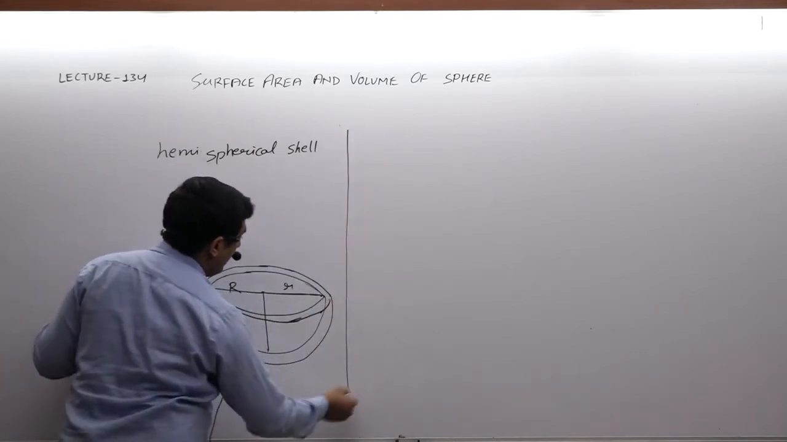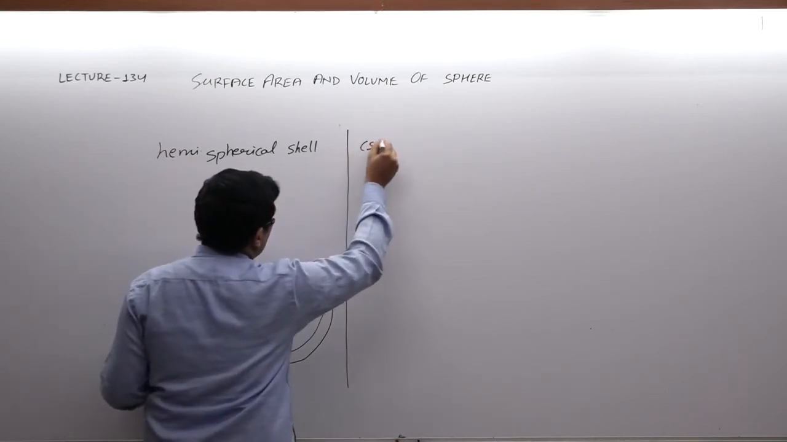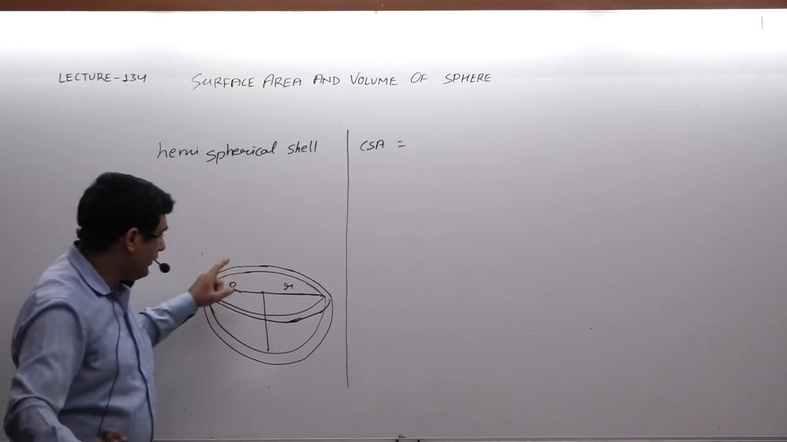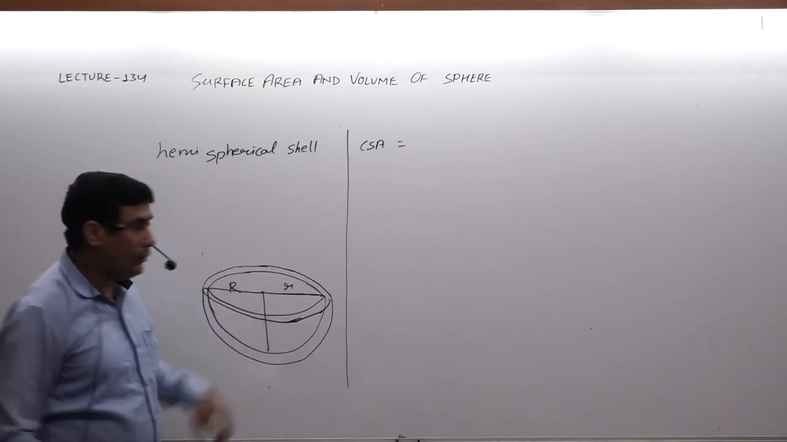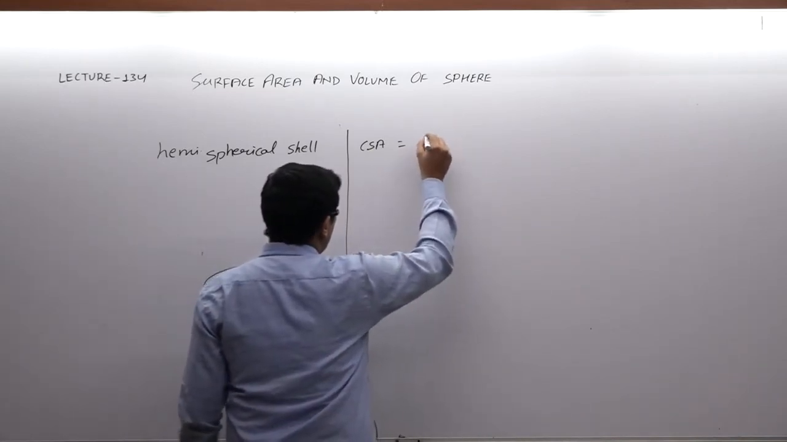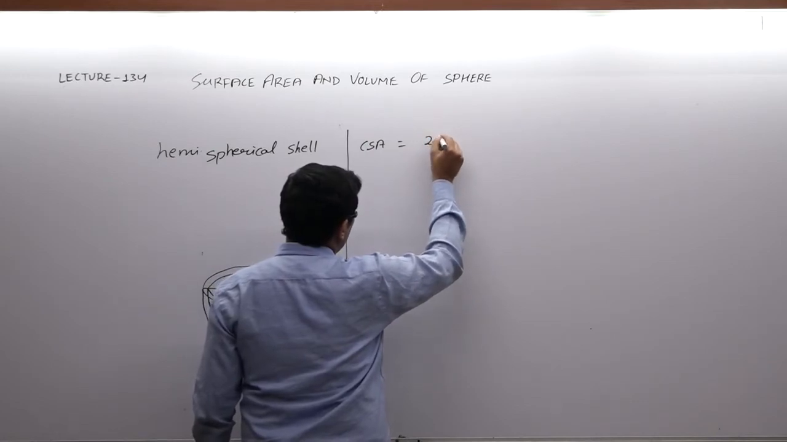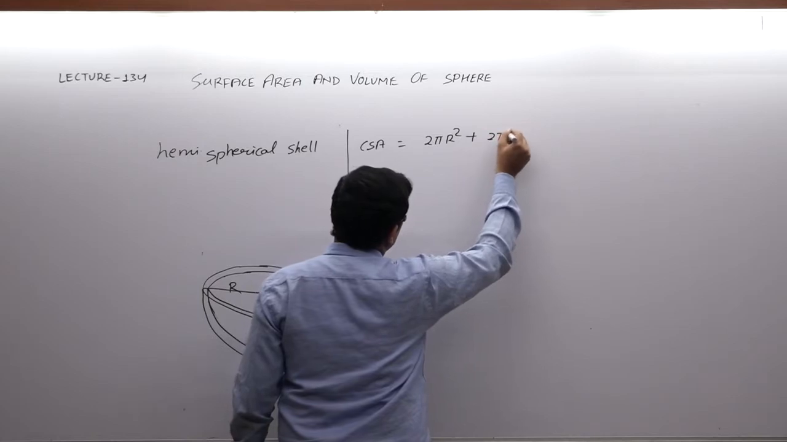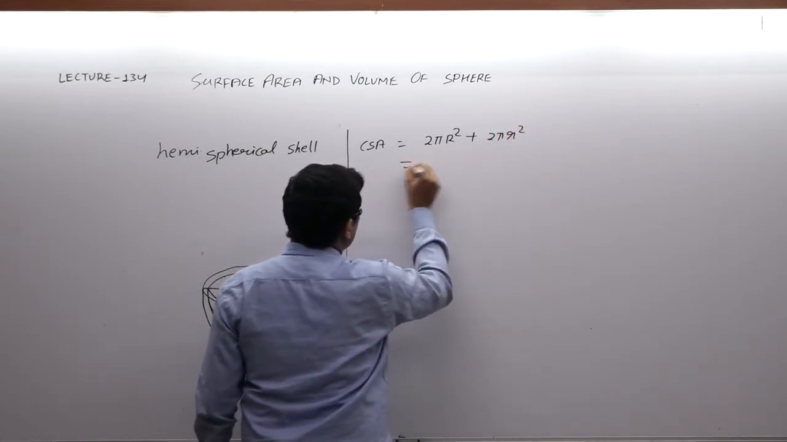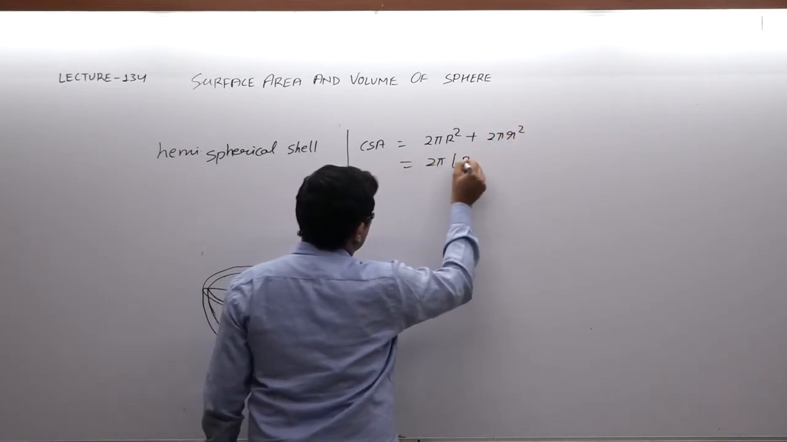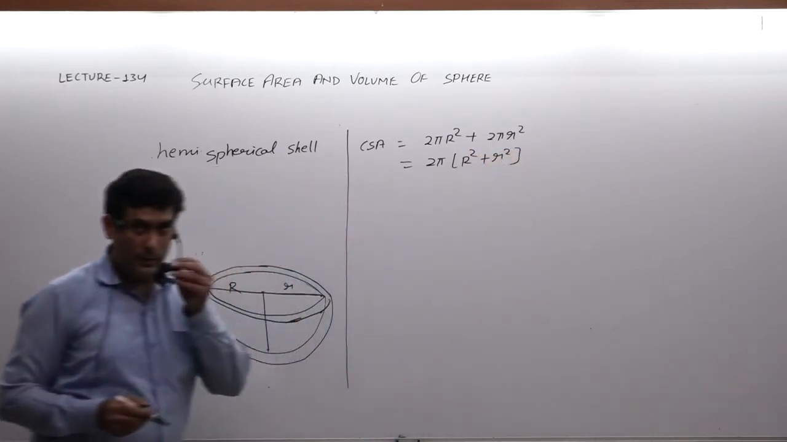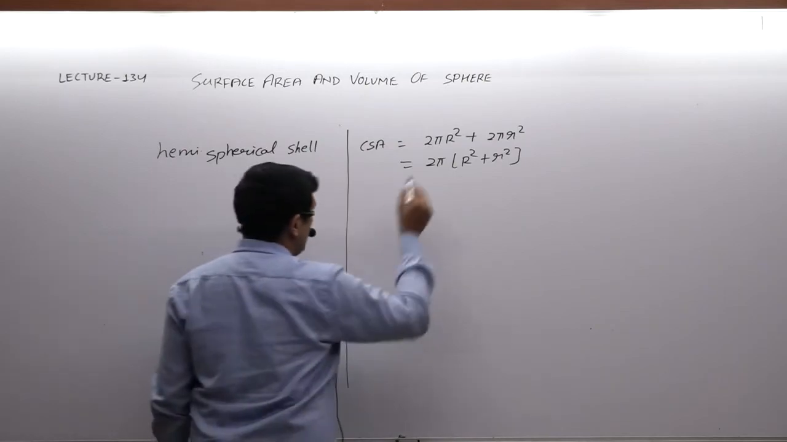Okay, so when I say curved surface area, you can see there are two curved surfaces in this shell. One is the inner CSA, another one is the outer CSA. For outer CSA it is 2 pi capital R square, and for inner CSA it is 2 pi small r square. So CSA is given by this: 2 pi times capital R square plus small r square, the curved surface area.